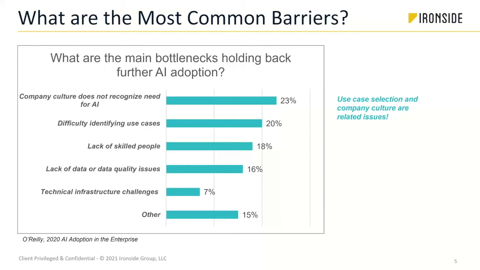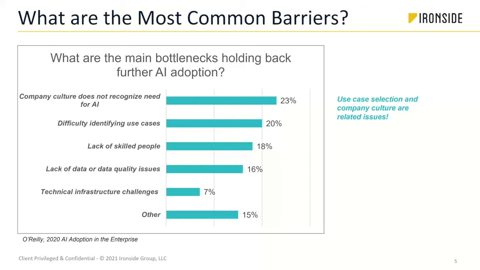But having a company culture that recognizes the importance of AI, again, I think is probably something that's becoming more important today. You see, the second one is difficulty identifying use cases, and our position is that use case selection and company culture issues are related, right? If your organization can't determine how to identify machine learning and AI use cases, well, certainly then you're not going to recognize the need for AI. So we consider those to be kind of linked problems.